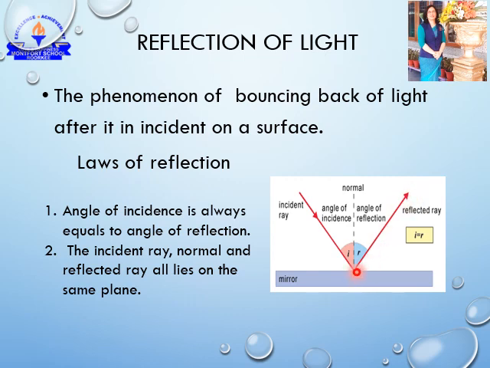Then we have another part which is known as the normal. Normal is the perpendicular drawn to the given surface. So here this is the interface and this one is the normal drawn. So you have the incident ray, reflected ray and normal.